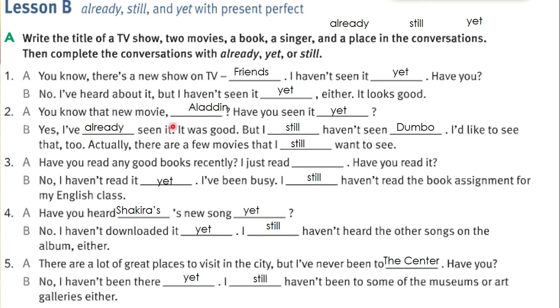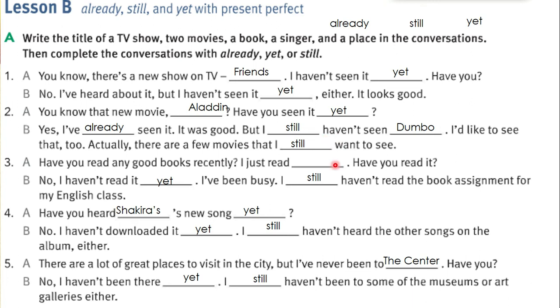Okay? It was good. But I still haven't seen Dumbo. Okay? Todavía no he visto Dumbo. Still always comes before the auxiliaries haven't or hasn't. I would like to see that too. Actually, there are a few movies that I still want to see. Still is used before the verb in the simple present. We saw that the last tutorial.